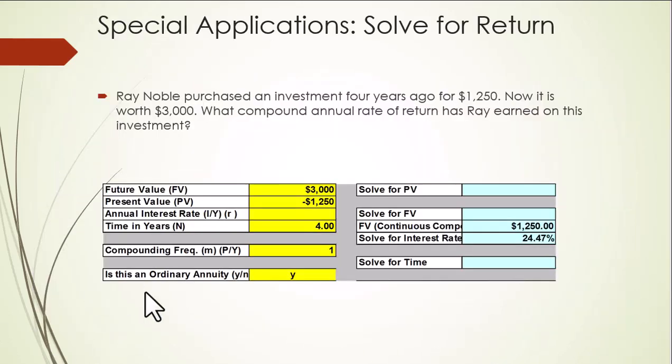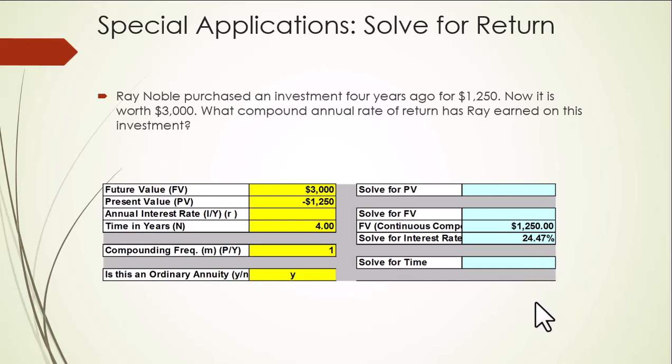So let's look at some other applications. You can solve for return. You bought something for $1,250. It's now worth $3,000. You bought it 4 years ago. Again, now if you leave the interest rate blank, it will solve for the interest rate. In this case, this investment earned 24.47%.